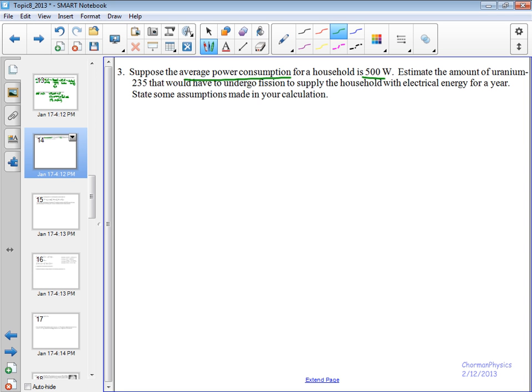So assuming the house is continually using 500 watts for 24 hours a day, 7 days a week, 365 days a year, however you want to say it. Remember that power is equal to energy divided by time. So in this case, our 500 watts. If we want to find the energy, we just have to multiply power by time.